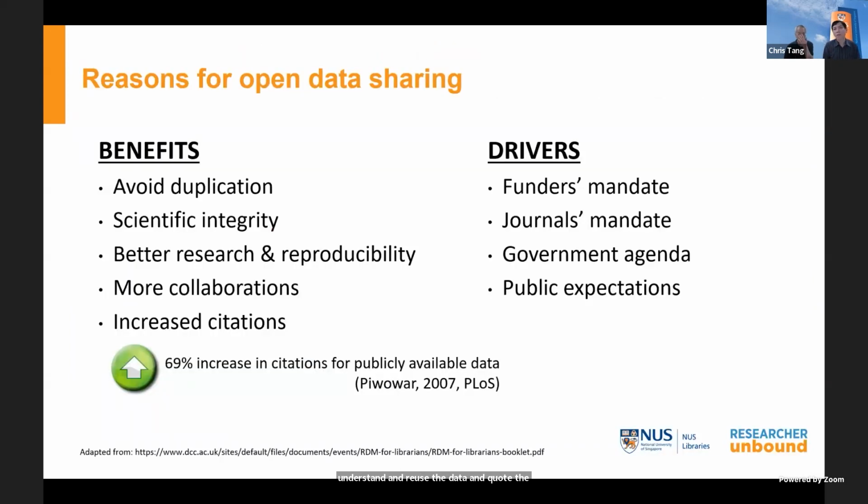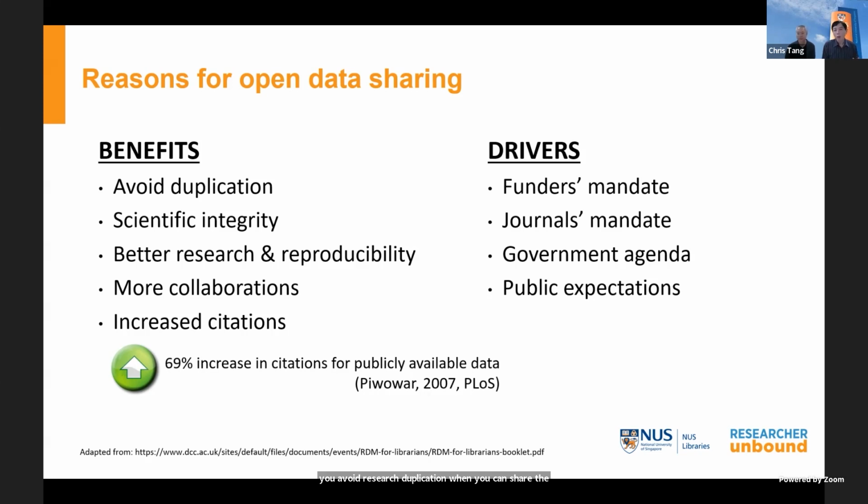So these are more reasons for why you should do open data sharing. Some of it is benefits to the society and to the researcher. Some of it are drivers. So for the benefits, obviously, you avoid research duplication when you can share data and people can find it easily.